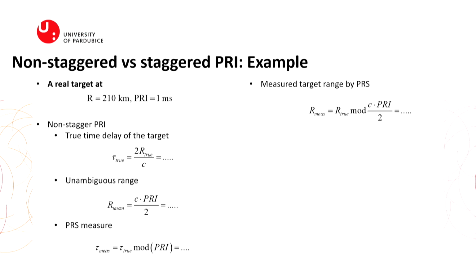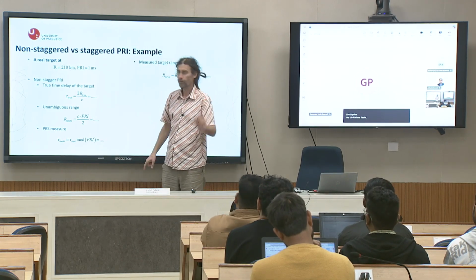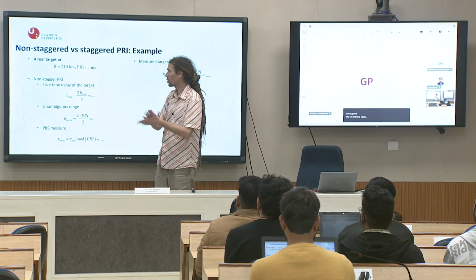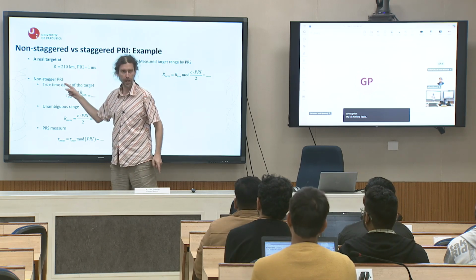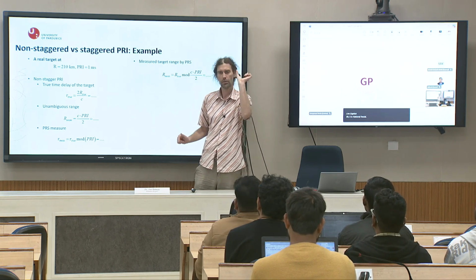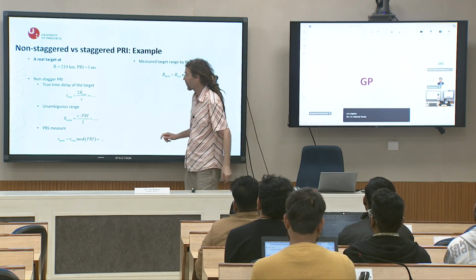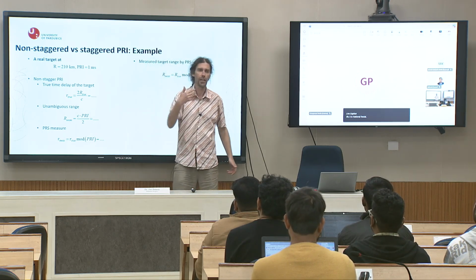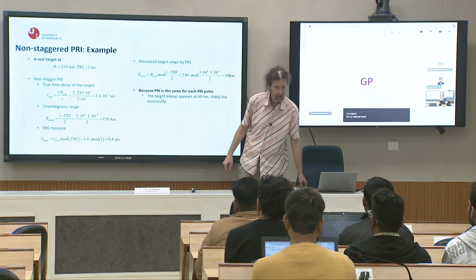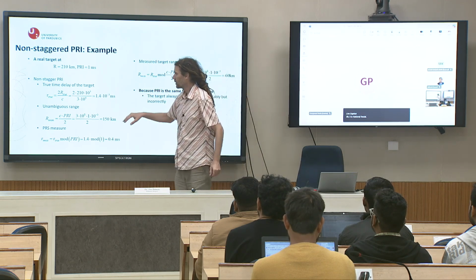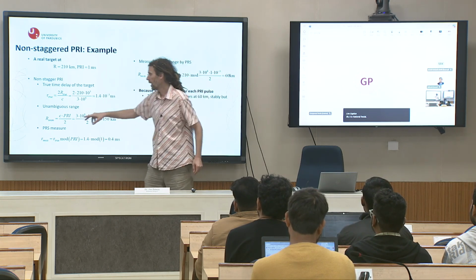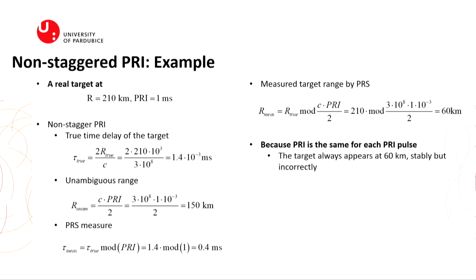So imagine we have a PRI of 1 millisecond. The real target is at 210 kilometers. Now it is a non-staggered PRI, so it will give a constant bad value of range. I think we would do it together, but we need to save time, so I will show you the result. You can see that the true time delay is 1.4 milliseconds. Unambiguous range is about 150 kilometers.